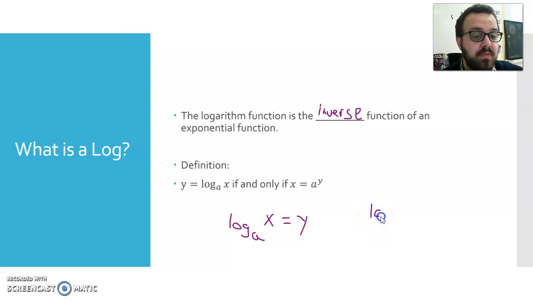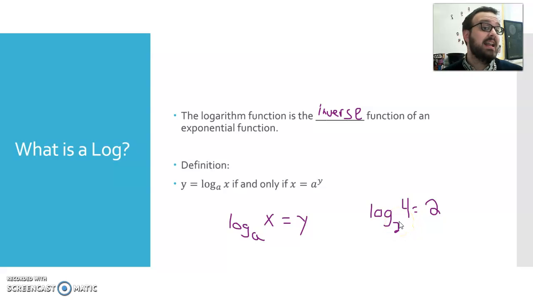For example, if I had the log base 2 of 4, what I would be saying is, 2 to what power gives me 4? And the answer to that would be 2. 2 to the second power gives you 4. That's what the log base 2 of 4 would be.